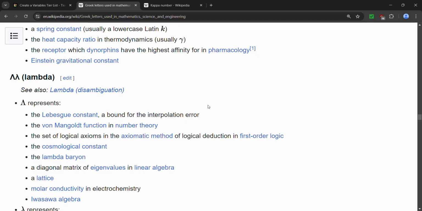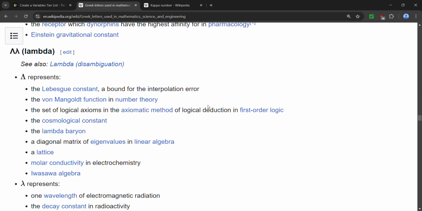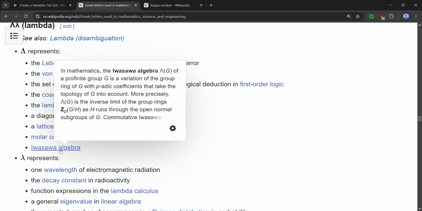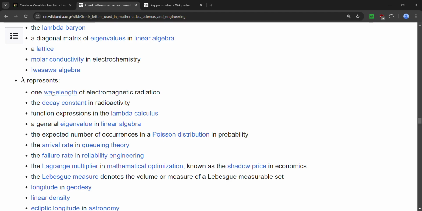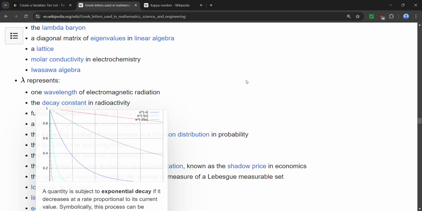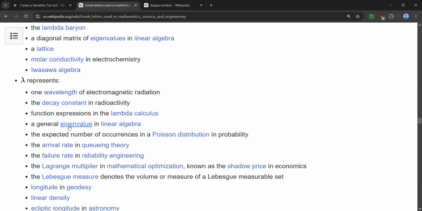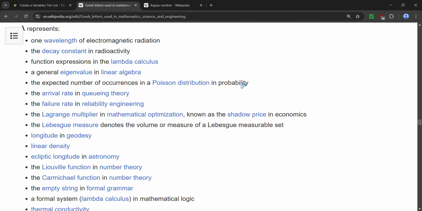Okay, lambda. So what do we got for lambda? Ooh, capital lambda doesn't have much to it. Iwasawa algebra. Huh, interesting. Okay, wavelength, sure. Decay constant, sure. Eigenvalue, sure. Those are all pretty good: wavelength, decay constant, and eigenvalue. I'm impressed, lambda.